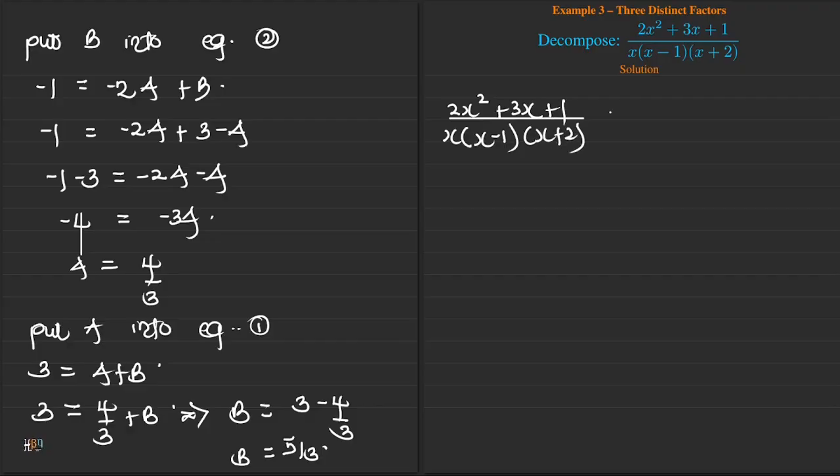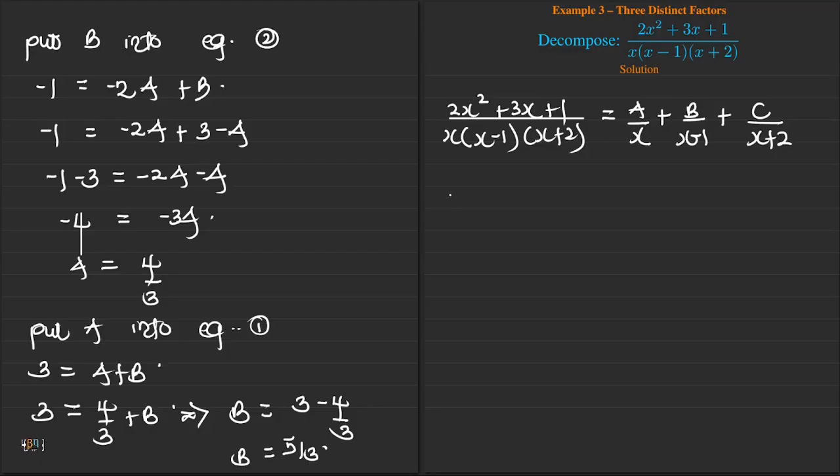So it implies that 2x squared plus 3x plus 1 all over x into bracket x minus 1, then x plus 2 is going to be equal to a over x. That is, a takes the first linear factor, plus b over x minus 1, which takes the second linear factor. Then you have plus c over x plus 2, which takes the third linear factor.